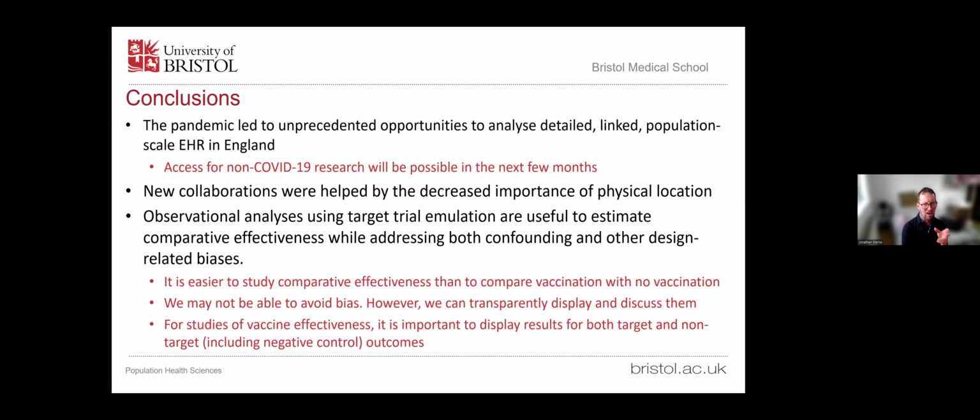Observational analyses using target trial emulation are useful to estimate comparative effectiveness while addressing confounding and other design-related biases. In the context of vaccination, it's much easier to study comparative effectiveness than to compare vaccination with no vaccination. And we weren't able to avoid all biases. I think nonetheless, we should transparently display and discuss the biases when they're there, not try to hide them. And that means that for studies of vaccine effectiveness, it's important to display results for both target and non-target outcomes, including negative control outcomes.